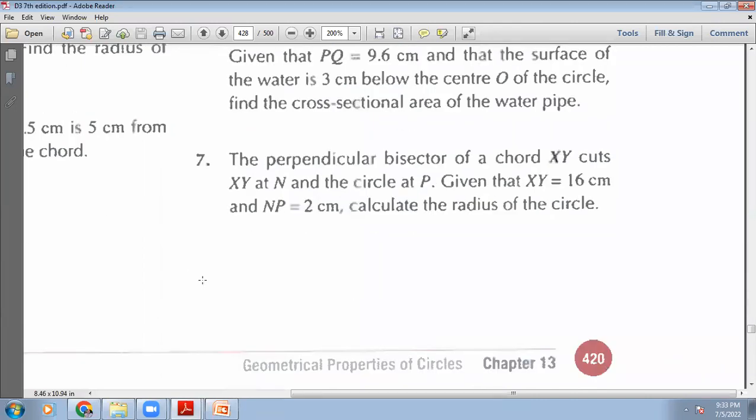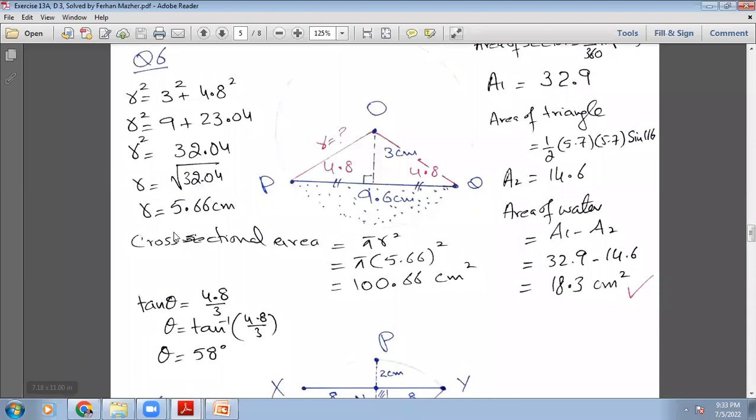That's question number 7. It says the perpendicular bisector of a chord XY cuts XY at N and the circle at P. Given that XY is 16 centimeter, the length of the chord is 16 centimeter, and NP is 2 centimeter. Calculate the radius of the circle. So that is the question. So let me show you how I have done this.